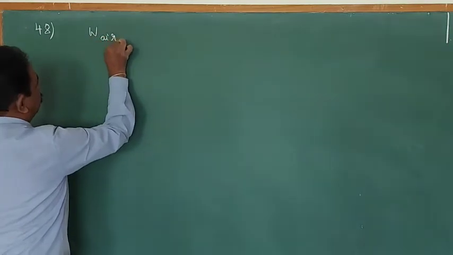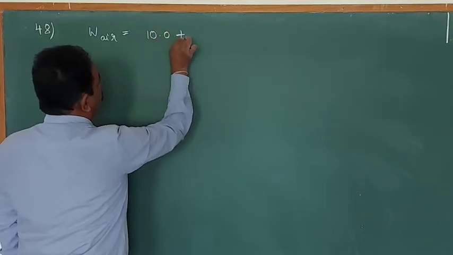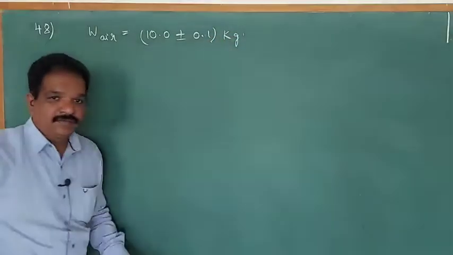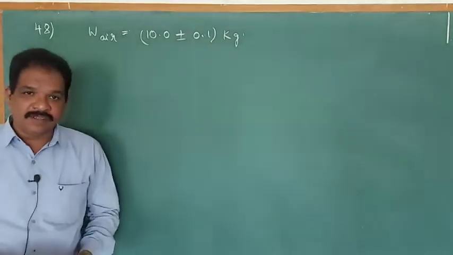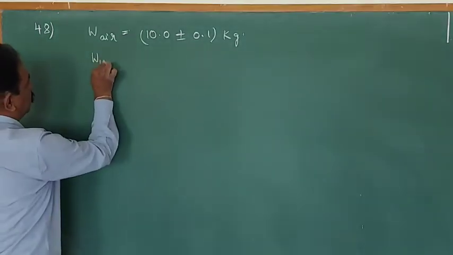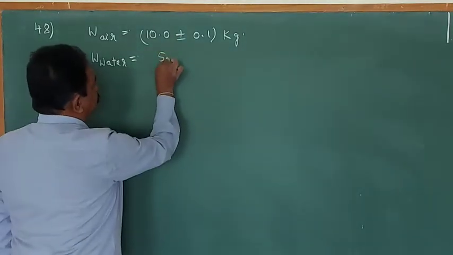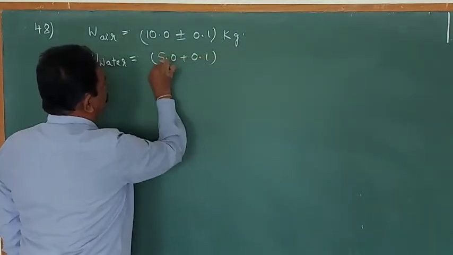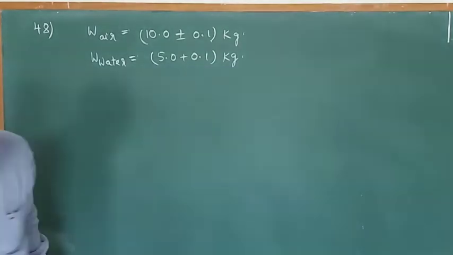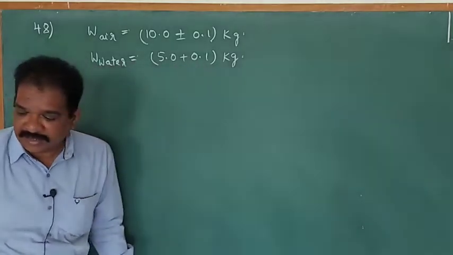Weight in air, this value is 10.0 plus or minus 0.1 kg. 10 kg is there in the air. The same body when kept in the water, how much weight is there? 5.0 plus 0.1 kg. This is weight in water. Okay. Now calculate the loss of weight.